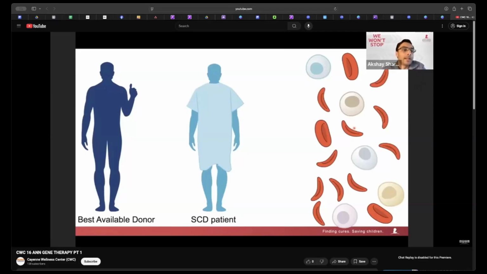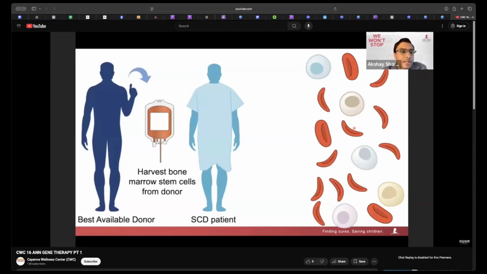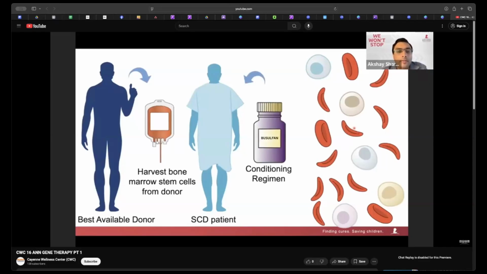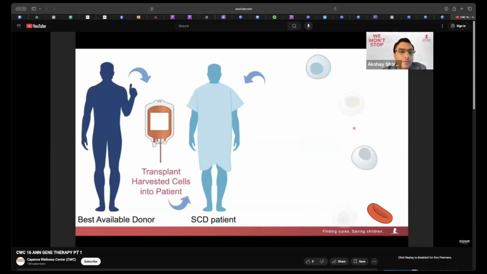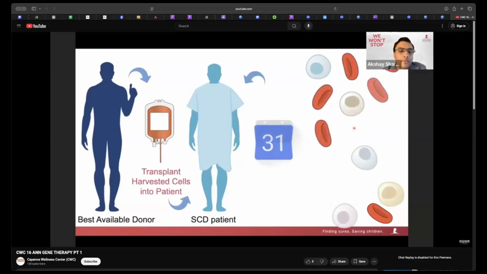Now, for those lucky individuals that have a fully matched donor, we collect stem cells, bone marrow stem cells, from that donor. Then we give the patient with sickle cell disease chemotherapy and/or radiation. And the purpose of this chemotherapy and/or radiation is to kill the blood cells that make sickle cells. So after chemotherapy, their bone marrow becomes empty. And then we take these cells that we have harvested from the donor, and we put them back into the patient and wait for a couple of weeks.